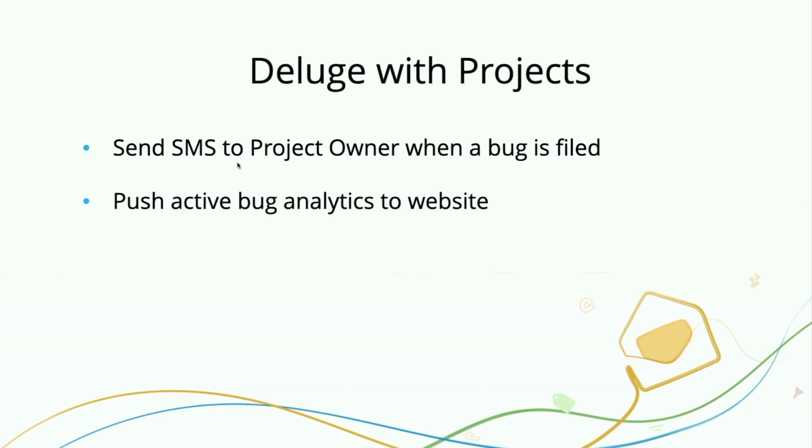So out of the box, workflow capabilities in Projects will let us send an email alert, but we could use a custom function to send an SMS to the project owner instead. We can also push active bug analytics to a website. So you probably see this a lot of times. Companies will have on their website somewhere a posting of the bugs that they're currently aware of in their system, usually in that development roadmap area. You'll see like active bug tracking. So things like that are something you can do with a custom function. You can actually push those bug stats to your website.